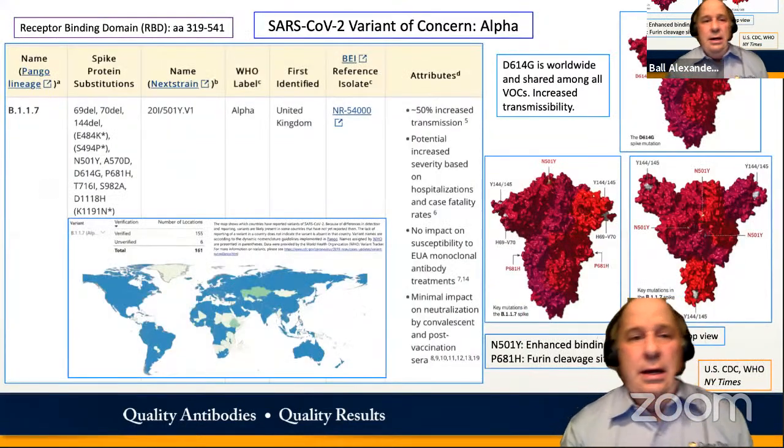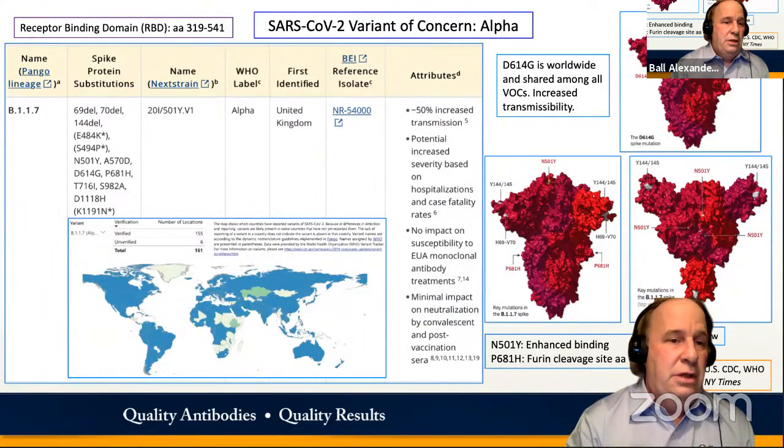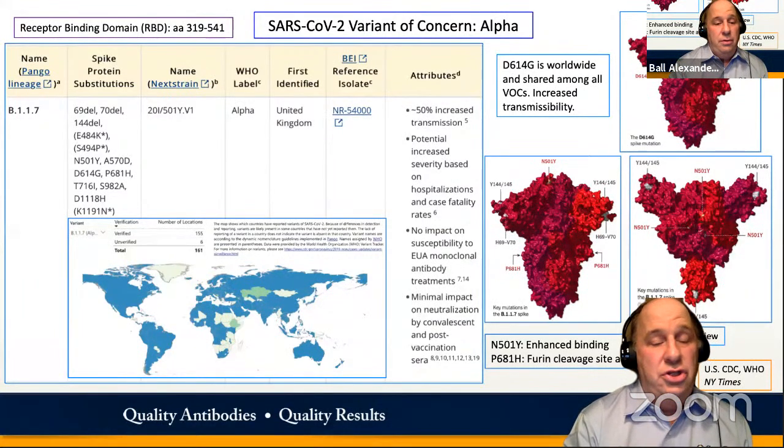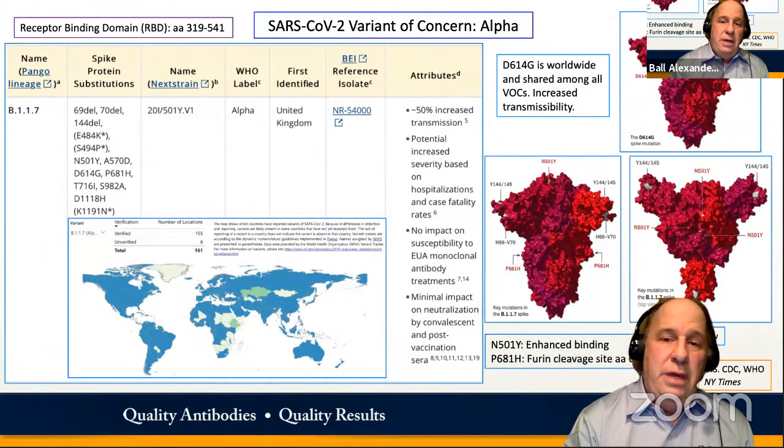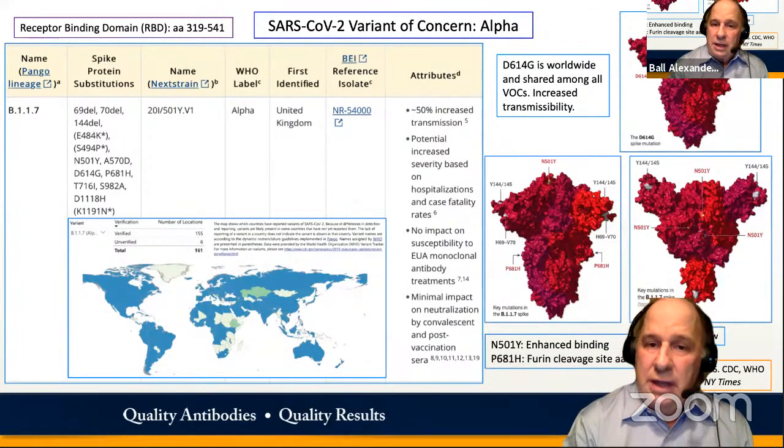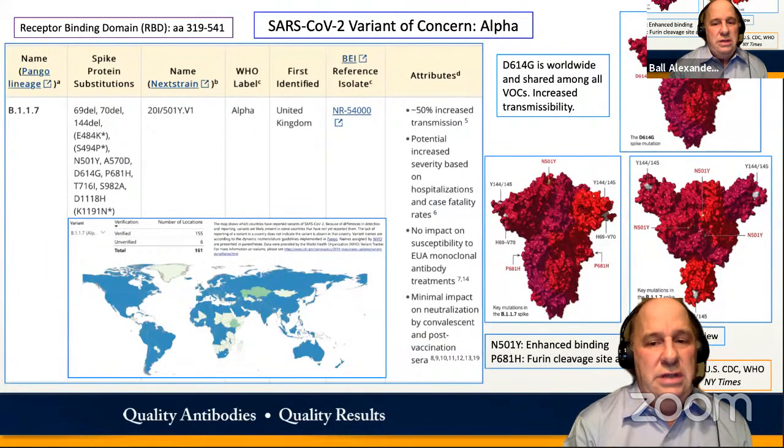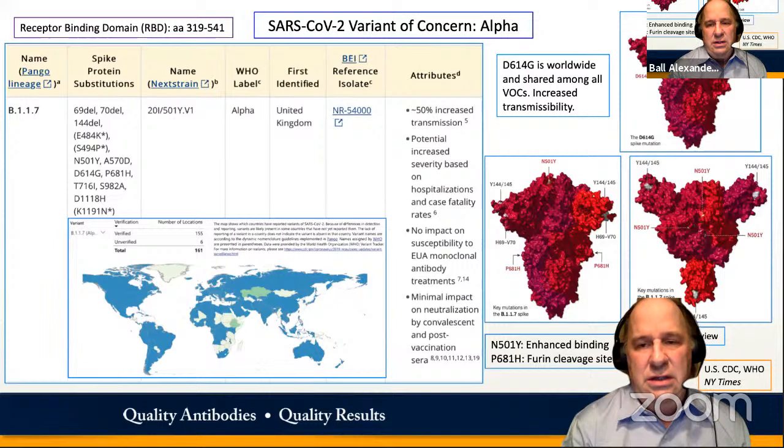So the first is the alpha. This was previously, or is also designated B117, or the United Kingdom variant, and is now referred to in the media as alpha. What you can see is that it's very widely distributed all over the planet. Some of the main features are around 50% increased transmission. So again, higher transmissibility. There's a potential increased severity. So this strain seems to be more severe in its presentation, or there's some evidence for that. It's not seeming to be particularly more resistant to certain of the emergency use authorization monoclonal antibody treatments, and it doesn't seem to be particularly resistant to either convalescent or post-vaccination sera.